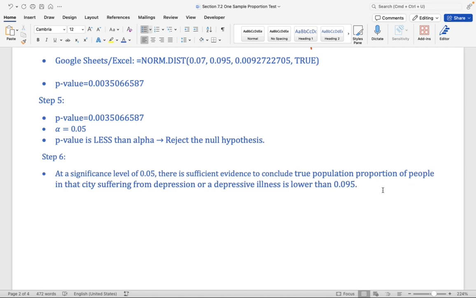Actually, let's make sure that every time we write a conclusion, we state the significance level. We're stating the significance level. We're stating whether there's sufficient evidence or not sufficient evidence to conclude the alternative hypothesis. And we're making sure to write a sentence that describes the alternative hypothesis.